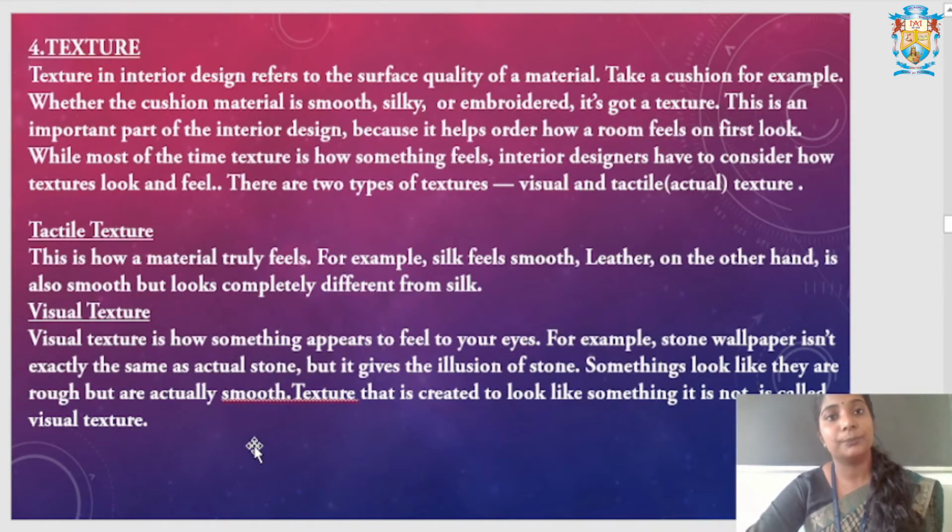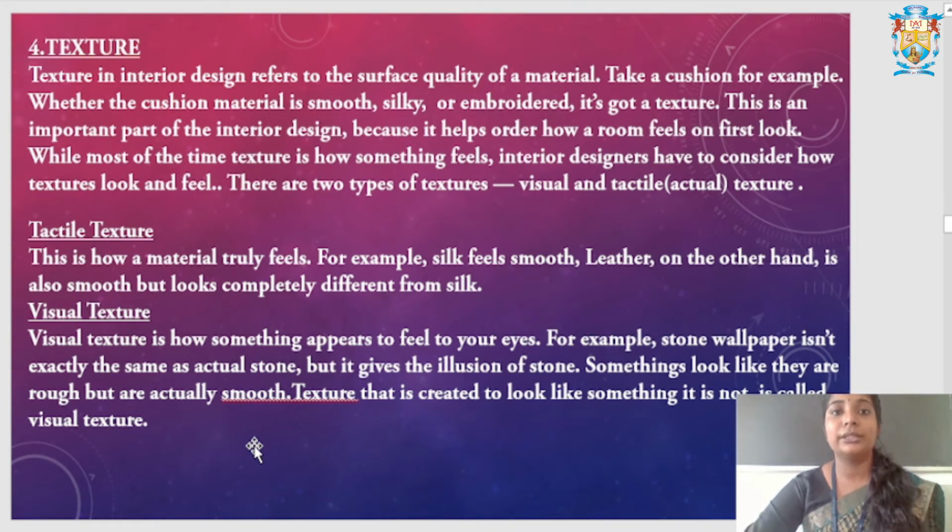Next is texture. What is texture? Texture in interior design refers to the surface quality of a material, the surface quality of the material when you feel it. When you touch it, you feel the texture. For example, on a table or anything. At the floor, we can feel it with the foot. Take a cushion, for example. Whether the cushion material is smooth, silk or embroidered, it has a texture.